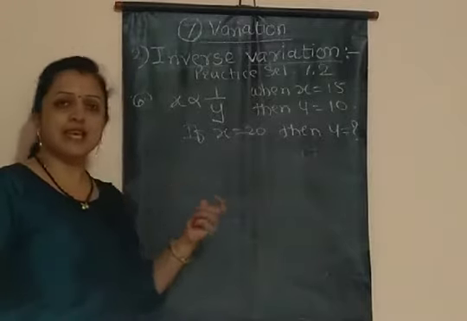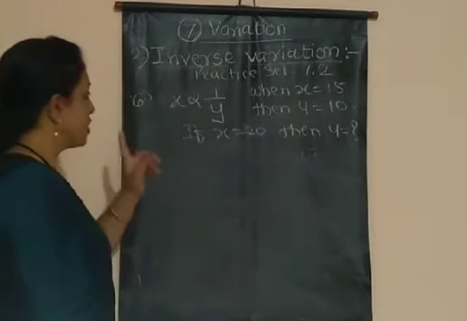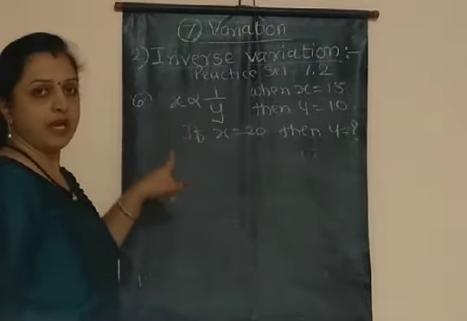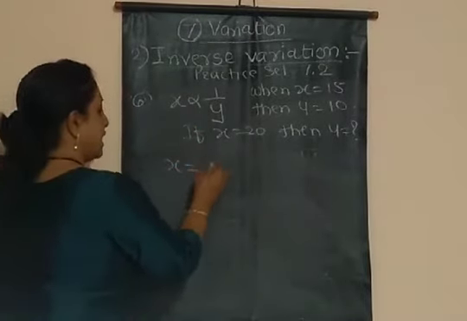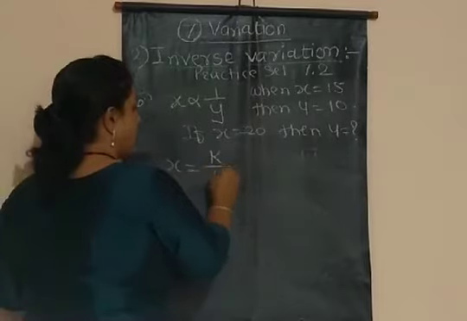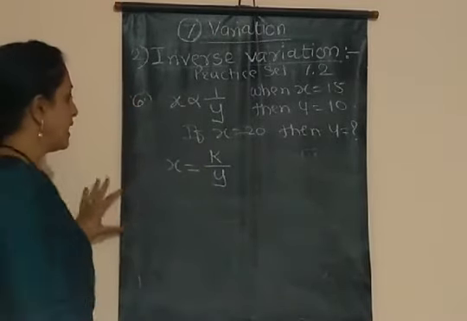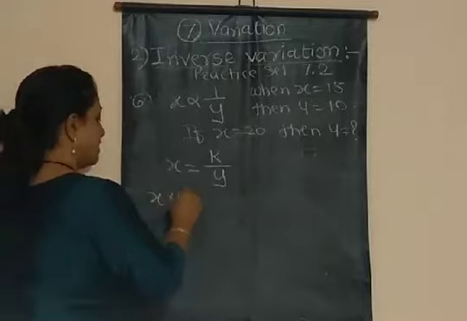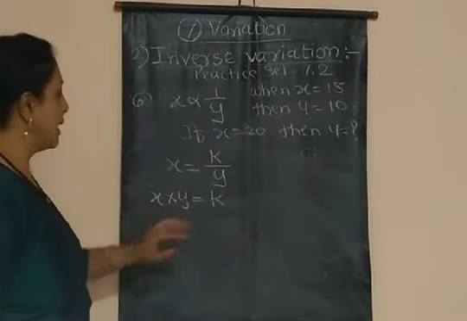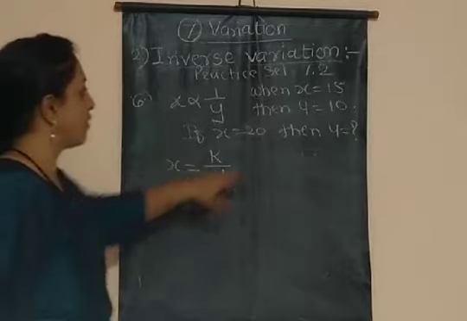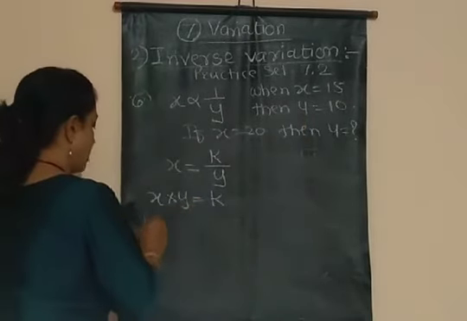Again the same numerical, just the values are changed. So by using this formula, we have to put some constant here. How to write? X is equal to k upon y. Then bring this y on this side. You will get x into y is equal to k. Very simple. X into y is equal to k. Now put the values of x and y from this first case. So we will get the value of k.